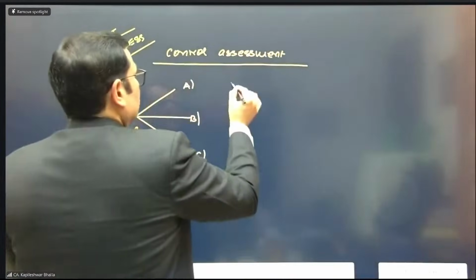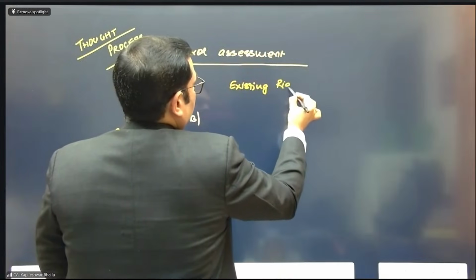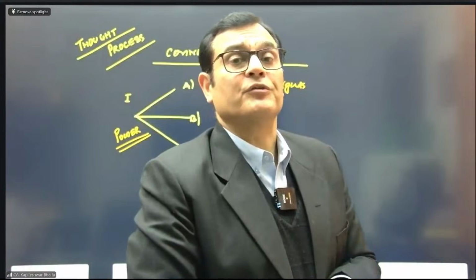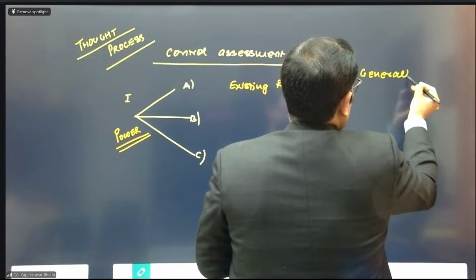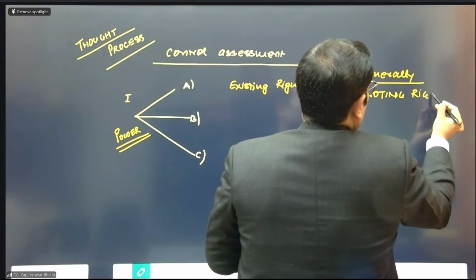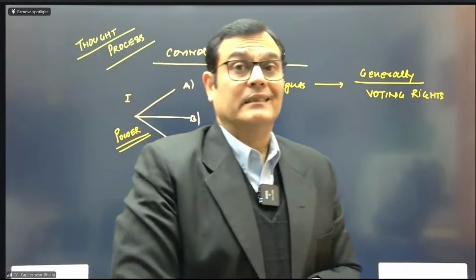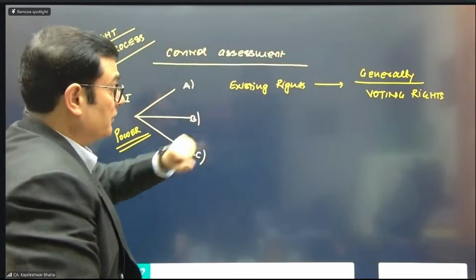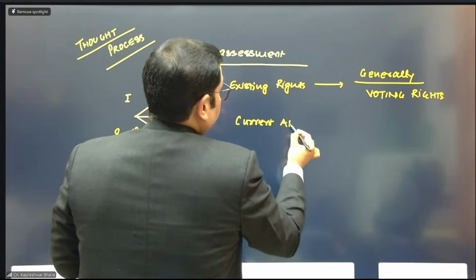I'll say power over the investee is, prove it to me that you've got some existing rights. Somebody will say, what do you mean by existing rights? I'll say generally voting rights. So as an investor, do you have voting rights in the investee? You say, yes, I've got voting rights. I'll say, great. That is the first element which I'm looking at, that you've got voting rights in the investee. Then I'll say, okay, will your existing rights give you a current ability?